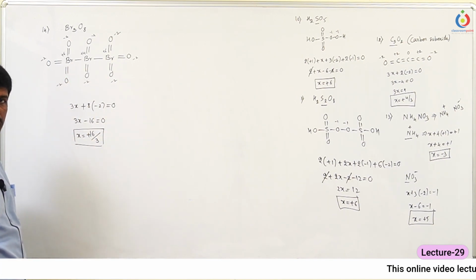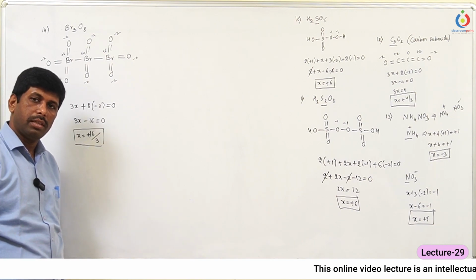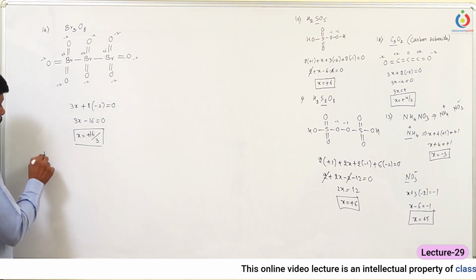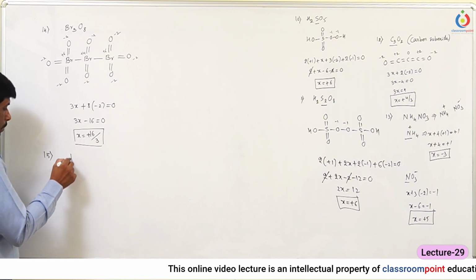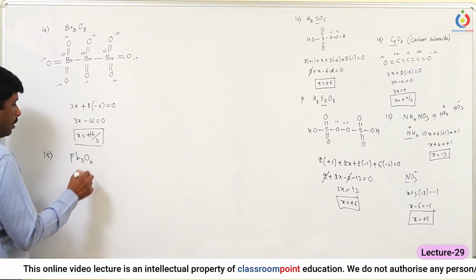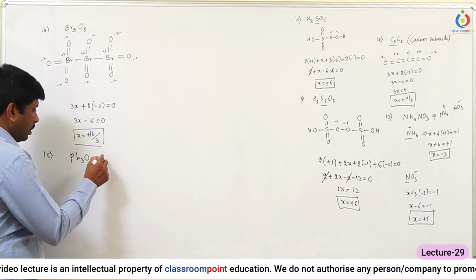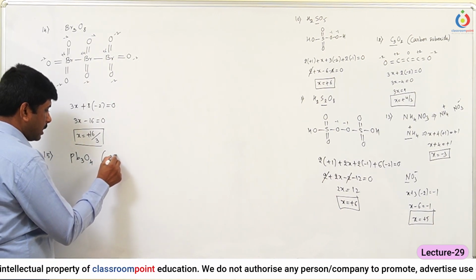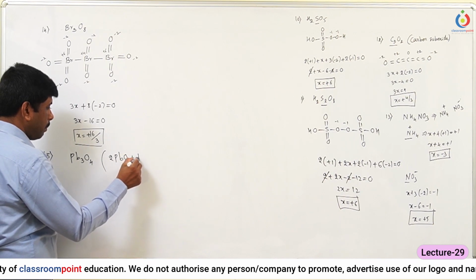Every bromine is getting its share of plus 16 by 3. Now, let us take another example. Pb3O4. Actually, Pb3O4 exists as PbO plus PbO2.